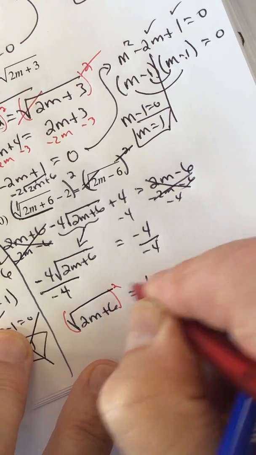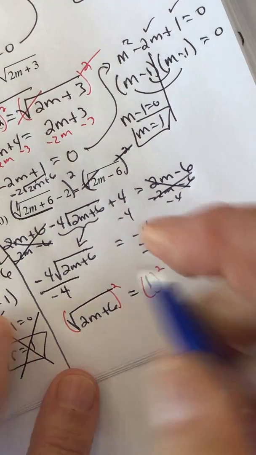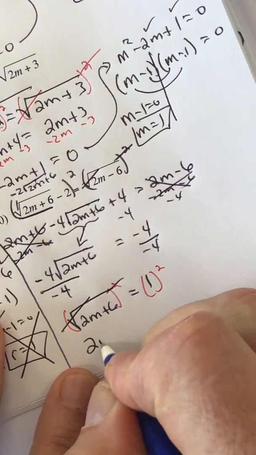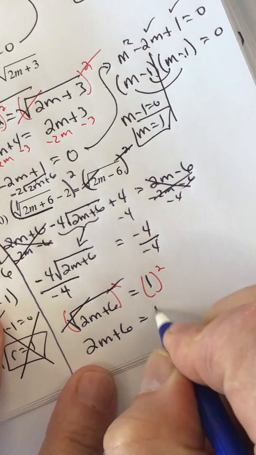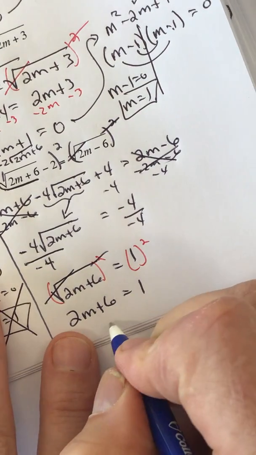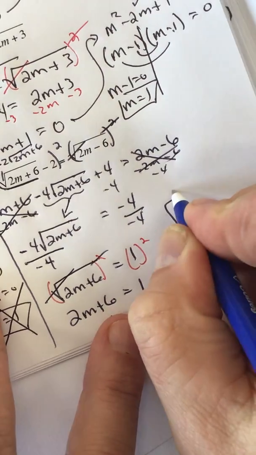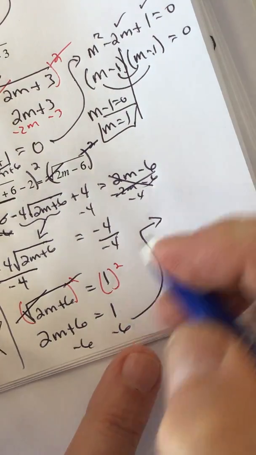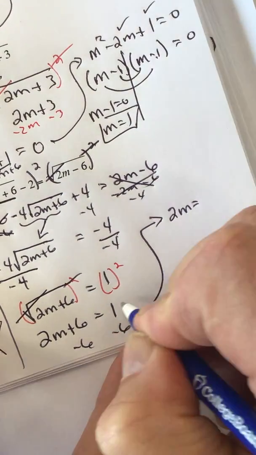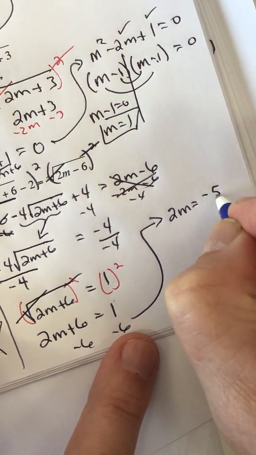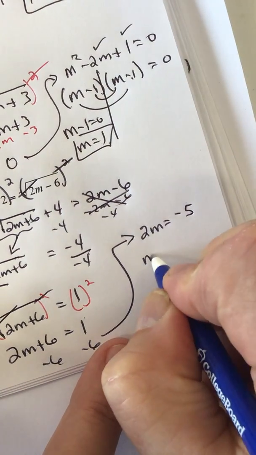And now I'm going to square both sides. Those are gone now, so we have 2m plus 6, and 1 squared is 1. So subtract 6 from both sides. That'll give me 2m. 1 minus 6 is negative 5. And divide off the 2.